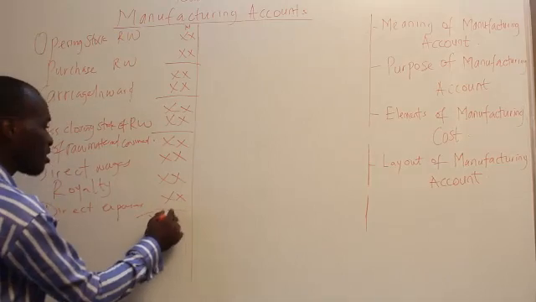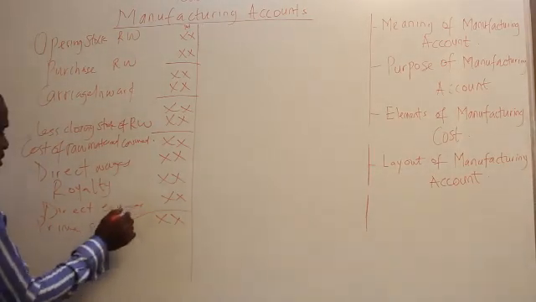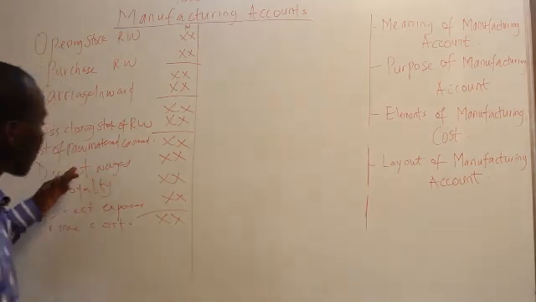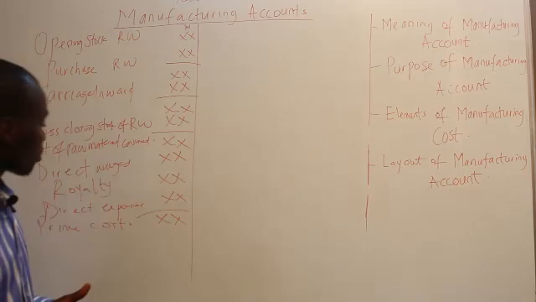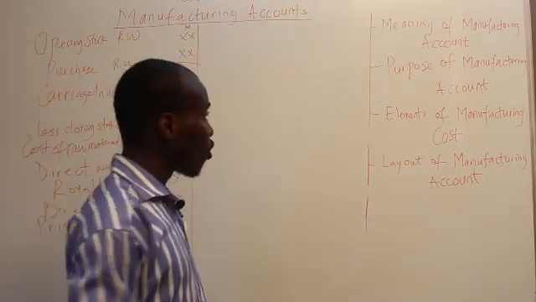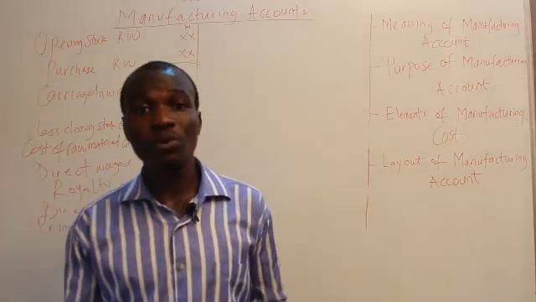So the addition of everything then gives us our prime cost. This serves as the direct materials, this serves as the direct expenses, and this is direct labor. So we have direct expenses to calculate our prime cost. So we arrive at one element in the manufacturing process.